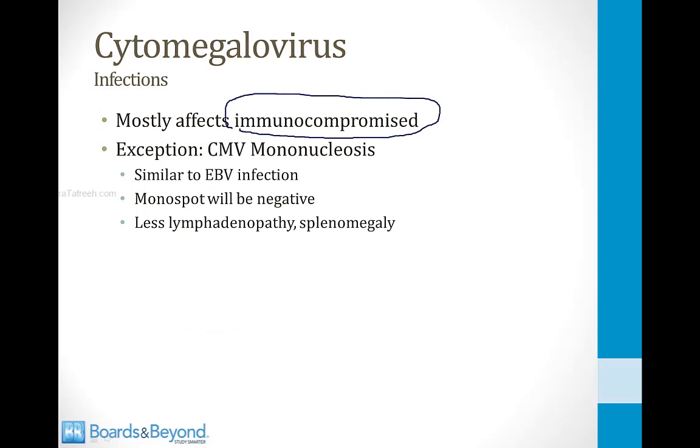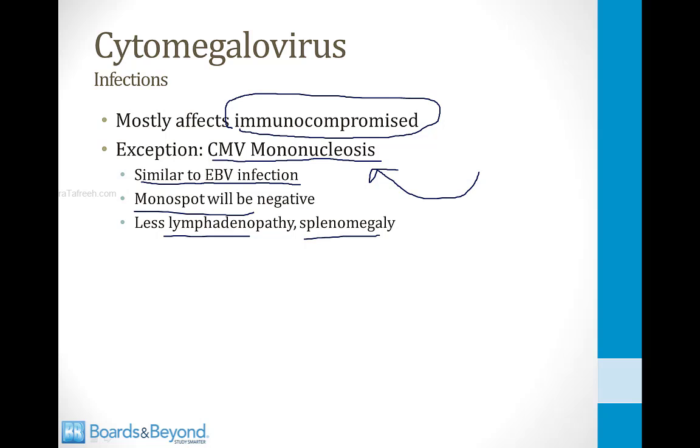The one exception is that there is an entity called cytomegalovirus mononucleosis. This looks just like an EBV infection, but the blood test will be negative. The monospot will be negative, the EBV antibodies will be negative. This is a classic board question, and when you see this, you should think of cytomegalovirus. These patients are a little bit less sick than patients with EBV mononucleosis. These patients have less lymphadenopathy and less splenomegaly, but otherwise it generally looks exactly like infectious mononucleosis, except that the tests come back negative.